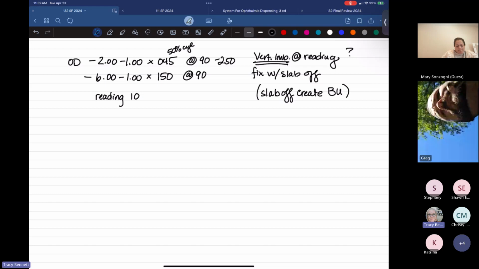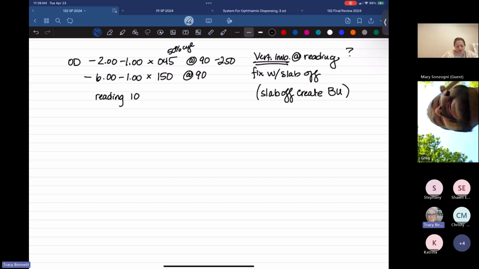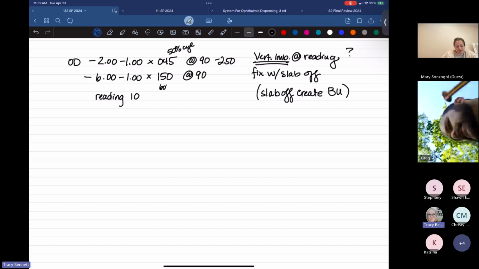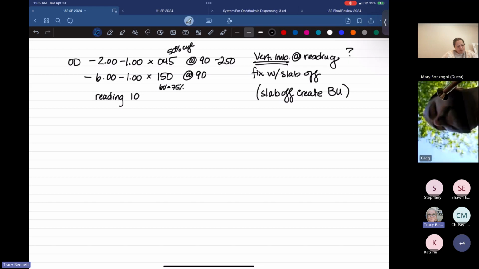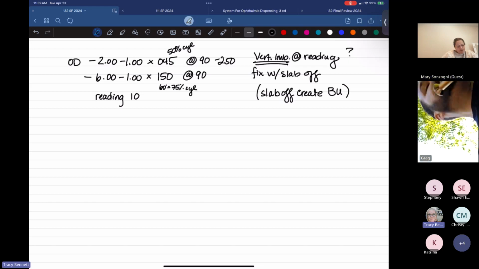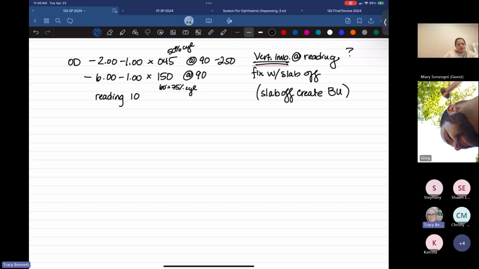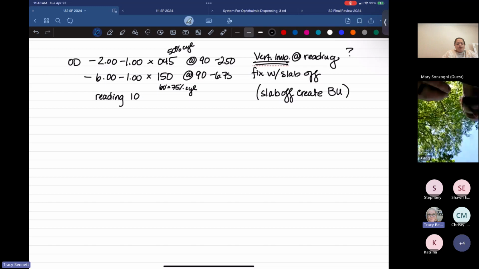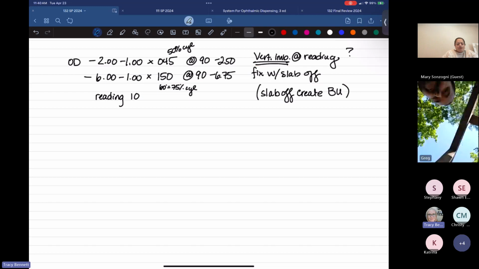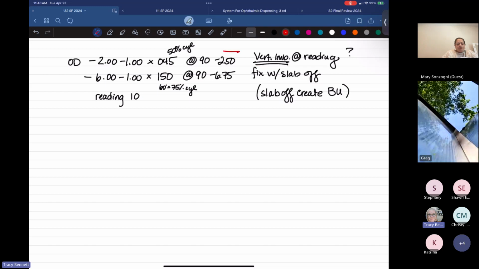And then 150 is how far away from 90? 150 is 60 degrees away from 90. 60 degrees is 75% of the cylinder. So 75% of that -1.00 is -0.75. So -6.75. These are the two powers that I'm now working with here at 90.